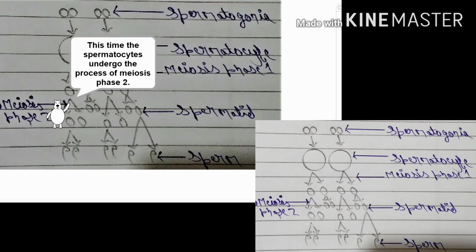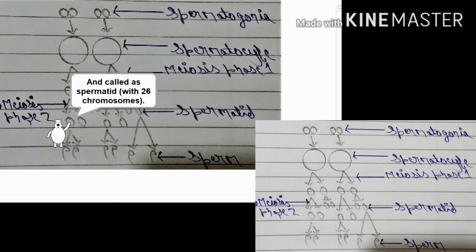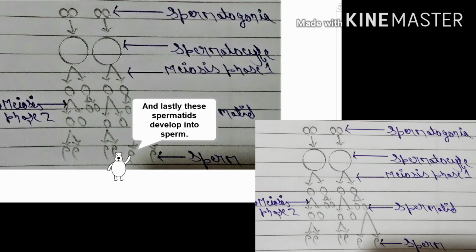This time the spermatocytes undergo the process of meiosis phase 2 and are called spermatids. And lastly these spermatids develop into sperm. But these sperms are immature. So to attain maturity they enter into the rete testis. After the rete testis they enter into the epididymis to gain nutrition.